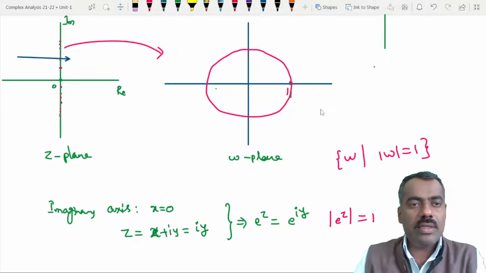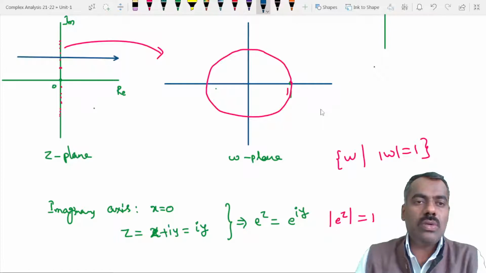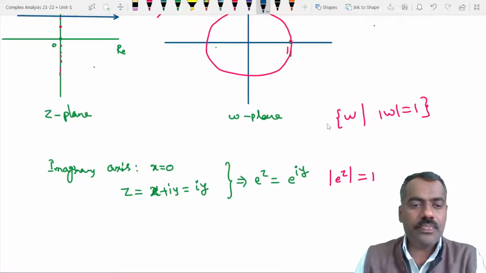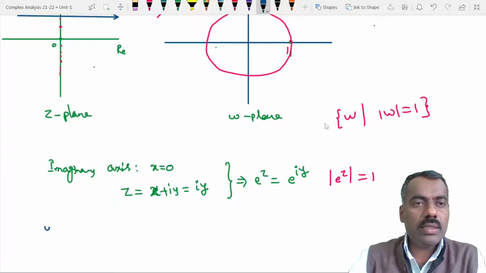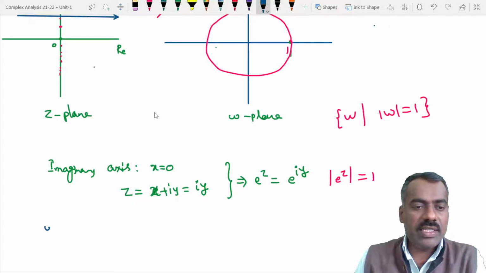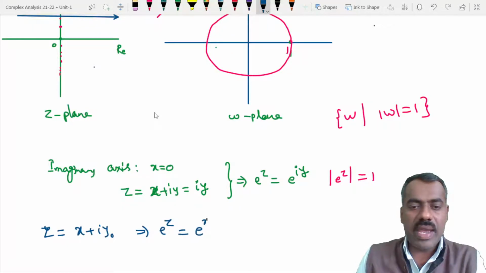If I draw a line which is parallel to the x-axis, okay, so that means now if I take any line, so if I call it here some x naught, here y naught is fixed and x is varying. So if I take z as x plus i times y naught, then e power z is e power x times e power iy, right?